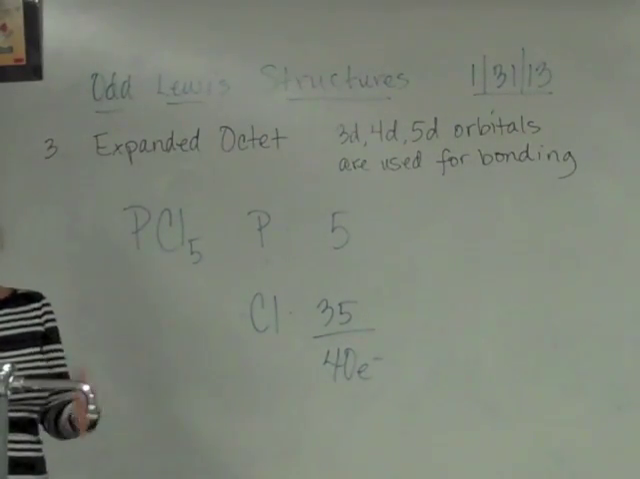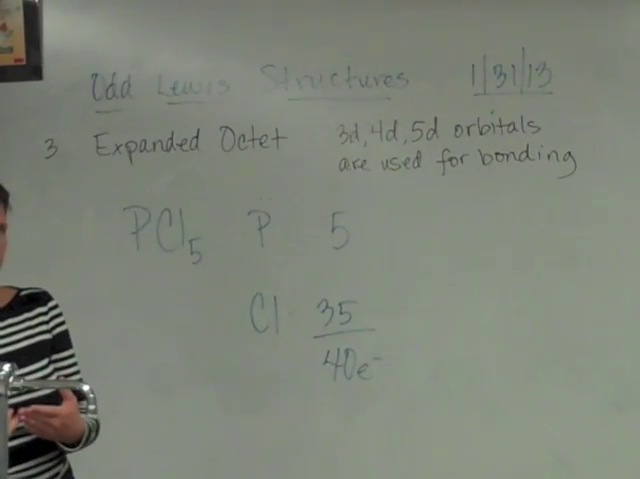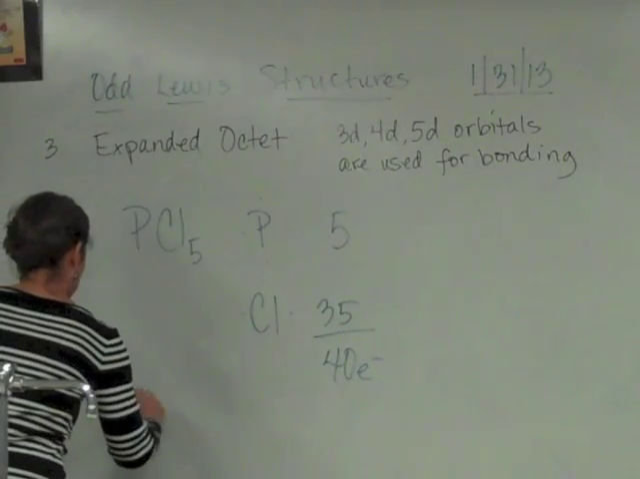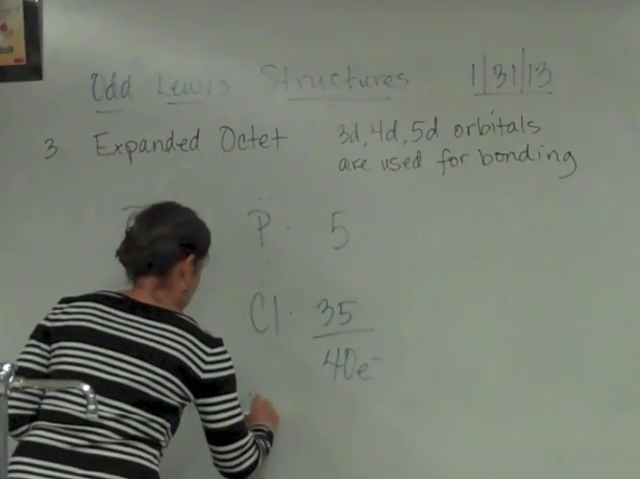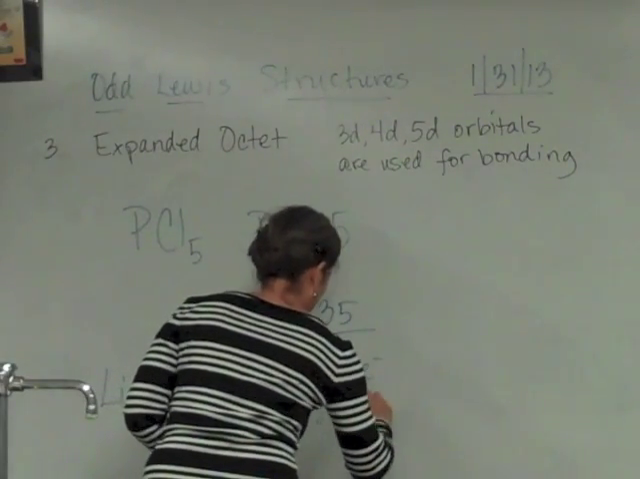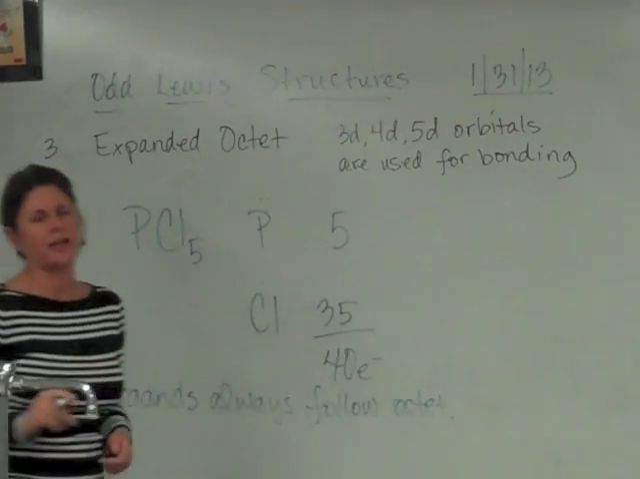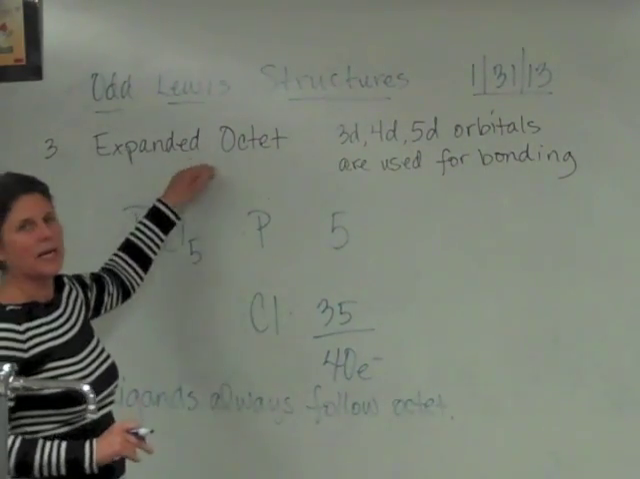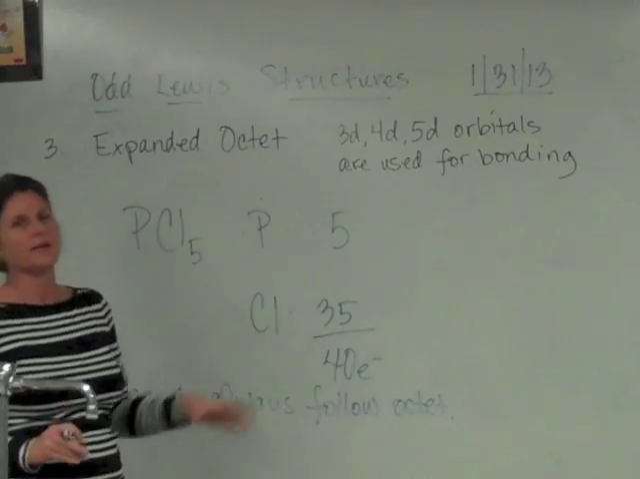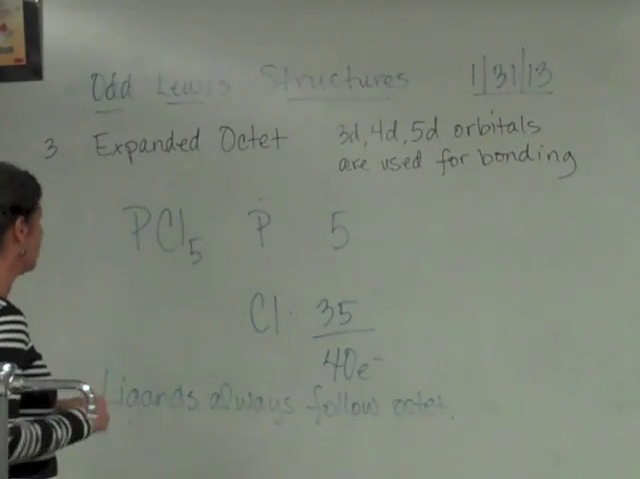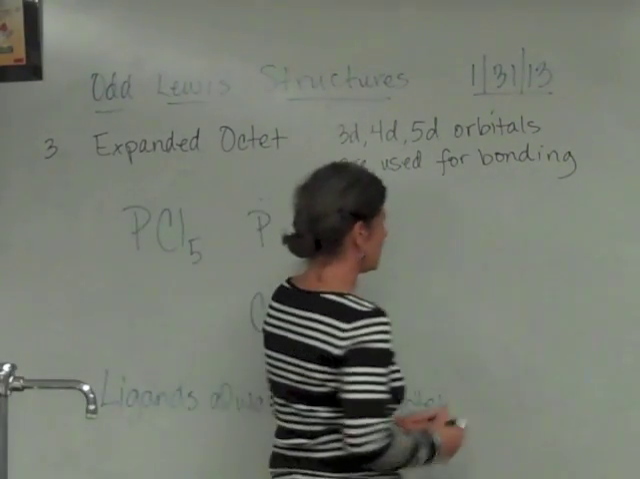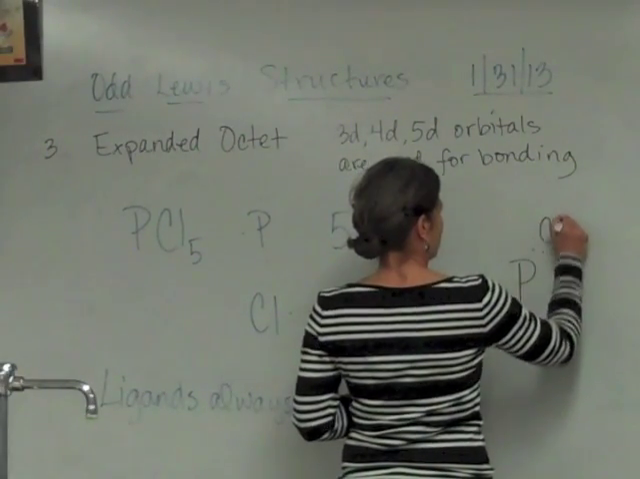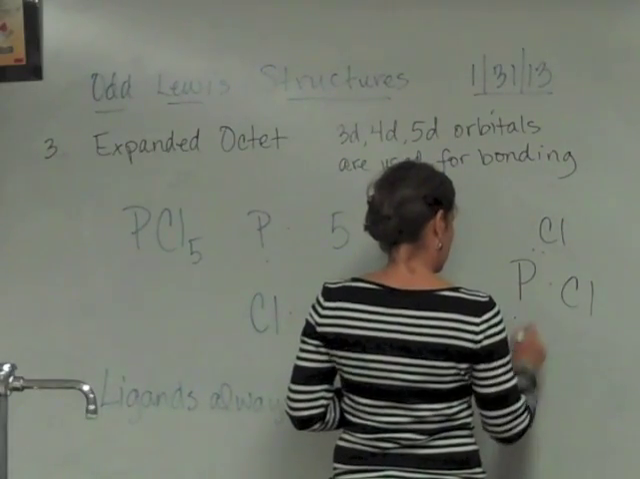Now, the ligands always follow octet. So they're never going to have more than 8 electrons surrounding them. It is only the central atom that will expand and utilize its 3, 4, or 5 d orbitals to accommodate bonding. Okay, so let's go with this. I'm going to put phosphorus in the middle as my central atom, and then I'm going to put chlorine, chlorine, chlorine around it.